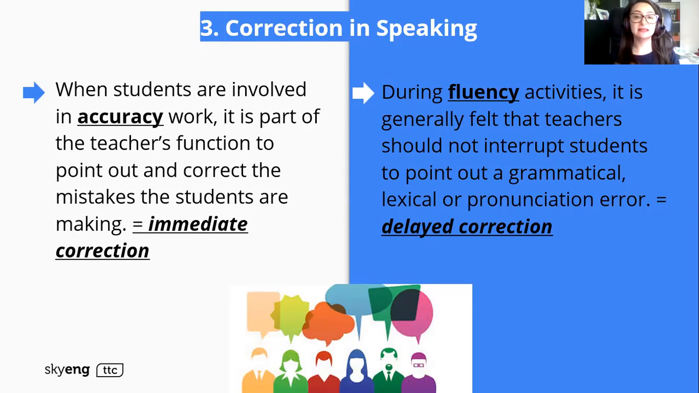On the other hand, when we involve our students in speaking for fluency, then we're just trying to make the student speak the language as freely as possible, express his or her ideas and opinions. It is generally accepted that teachers should not interrupt students when working for fluency and give delayed correction. This means wait until the student is done speaking and then give some feedback or correction.